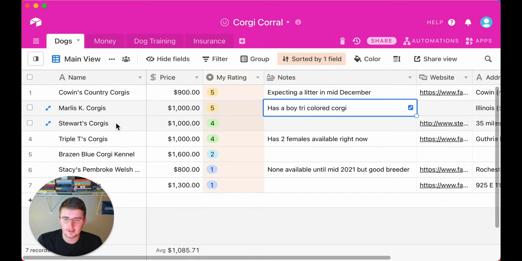So we just managed trying to find which Corgi we were going to get, and that way we didn't have to remember, oh, what was this Corgi? Where were they at? Which person was I messaging there?